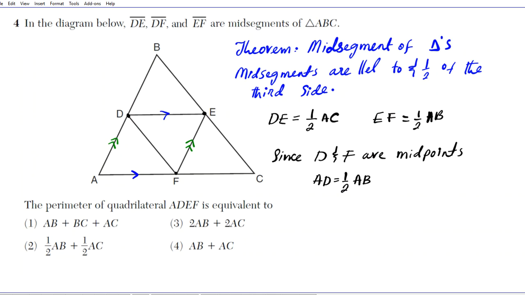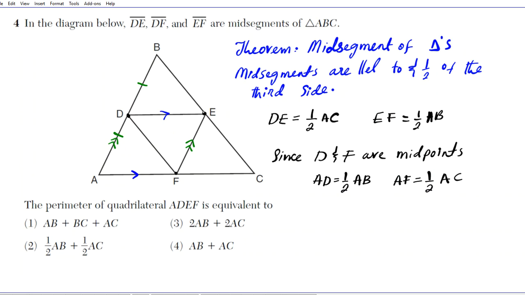Okay, what are we saying here? We're saying that this side right here is congruent to this side. Okay, and then also if we look at this side AC and this midpoint F, what equation can we write? We can say that AF is equal to 1/2 of what? AC. Okay, so what I've done is I've isolated the lengths of the four sides of this quadrilateral ADEF.